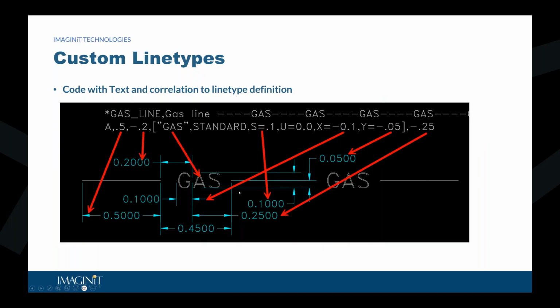Our X is negative 0.1. So this is essentially middle left justified text. So we move that justification over 0.1. We have our Y, which is, we drop this by 0.05, which is half the height of the text right here. And then we have this negative 0.25 dash, which is, again, this is the 0.2 gap. And then we have the 0.25 gap down here. And then this is where the line type repeats.